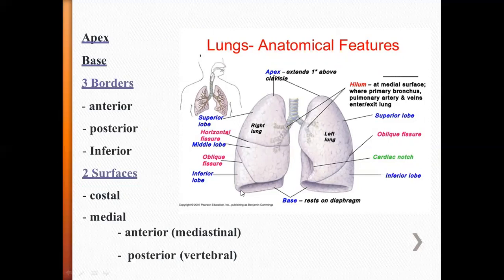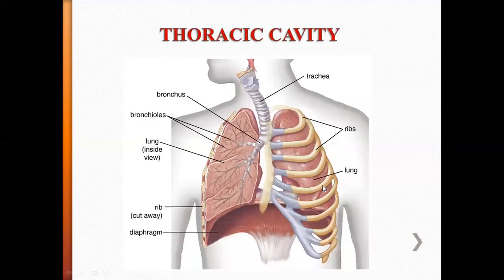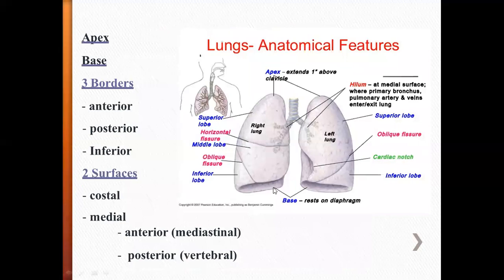Okay, and this downmost part, can you see this one? This will be sitting on the diaphragm. See this picture, nicely it is sitting on the diaphragm. Yeah, that is the base. Okay, and then here there is a border called the anterior border, and here will be the posterior border. And one more border is the inferior border. Can you see the sharp edge running? That is the inferior border.